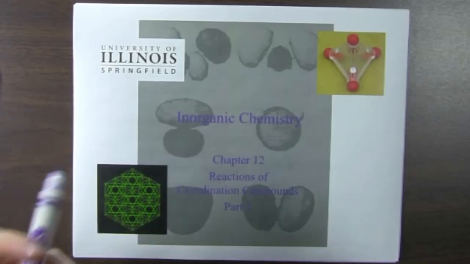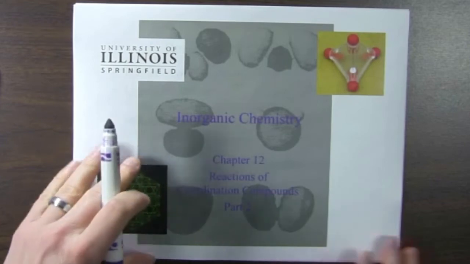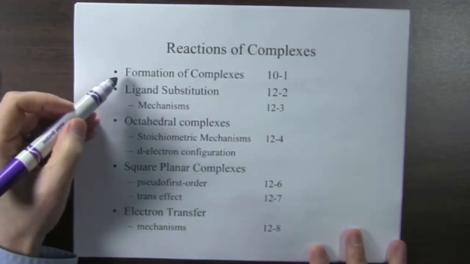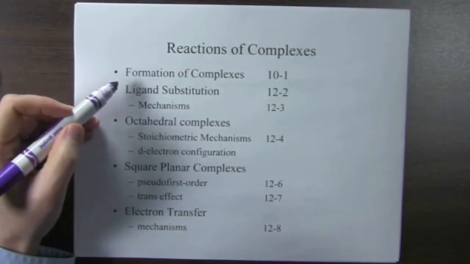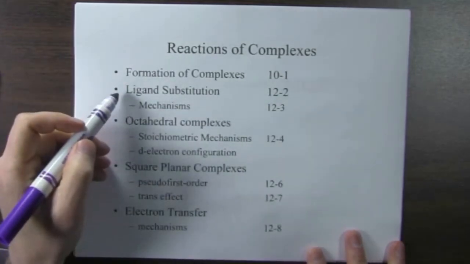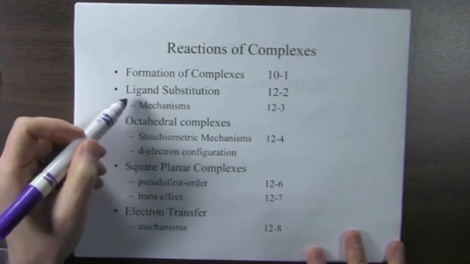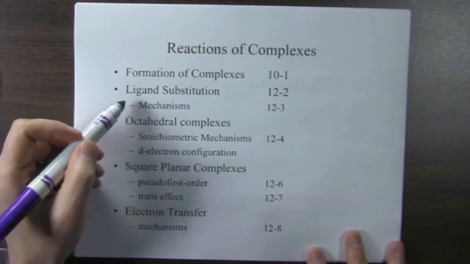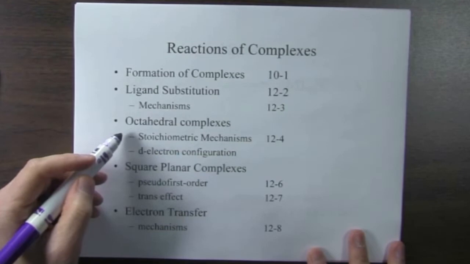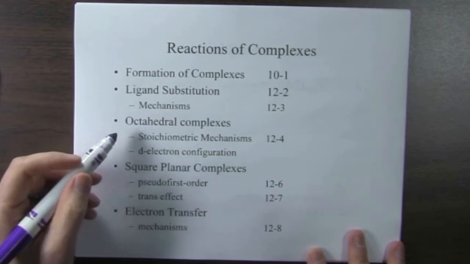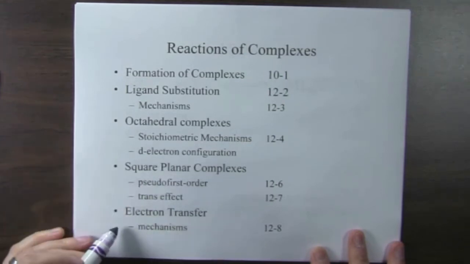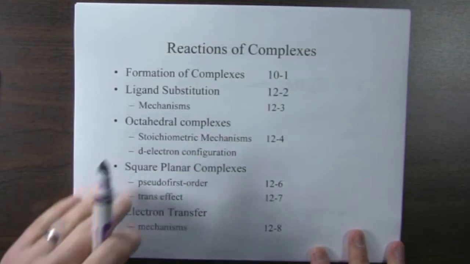We're going to continue our discussion of Chapter 12, which is the reactions of coordination compounds. Last time we looked at the formation of complexes and the thermodynamics involved in the bonding of coordination compounds. In this next section, we're going to look at the kinetics and the mechanisms of how these reactions can occur, in particular ligand substitution reactions. And we'll discuss examples from octahedral or 6-coordinate complexes. In the next lecture, we'll look at square planar complexes, and we'll finish up this series of lectures looking at electron transfer reactions.